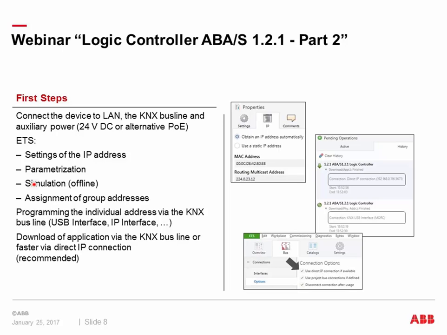Then the next step is to leave the plugin software and assign all the group addresses to our group objects. And then we can program the individual address. Very important, the individual address of the logic controller has to be programmed via the KNX bus line. So we need a USB interface, IP interface, or we can do it via the IP router. This is the standard procedure. Press the button on the device, and then the logic controller gets the individual address via our KNX bus line. Then the next step is to download the ETS application. The ETS application can be downloaded via the KNX bus line or via a fast IP connection. That's what I'd like to show you on the next slide.